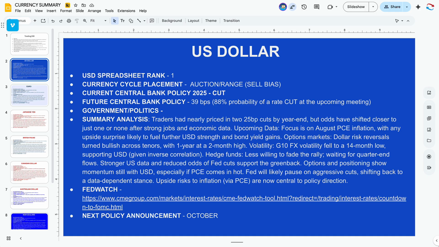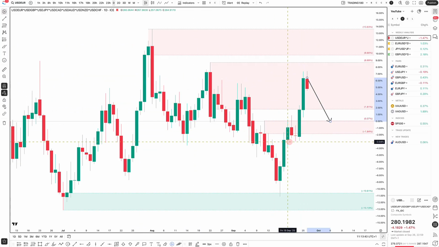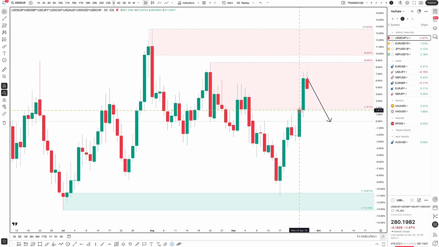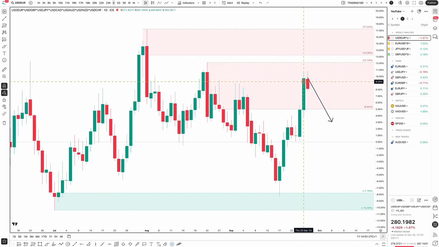Options and positioning show momentum still with the US dollar, especially if PCE comes in hot. The Fed will likely pause on aggressive cuts, shifting back to a data dependent stance. Upside risks to inflation via PCE are now central to policy direction. So yeah, again, the fundamentals will come into play. We are at these highs. Prices obviously broke through on the Wednesday with positive data, and I say positive data, but it's data more supporting fewer rate cuts. That's really what drives the markets. Technicals don't drive markets. It's really the underlying fundamental side of things. But we are at some highs now.